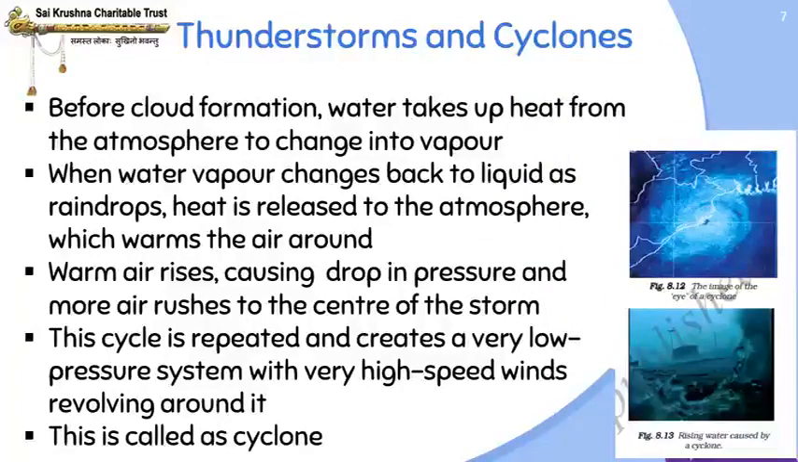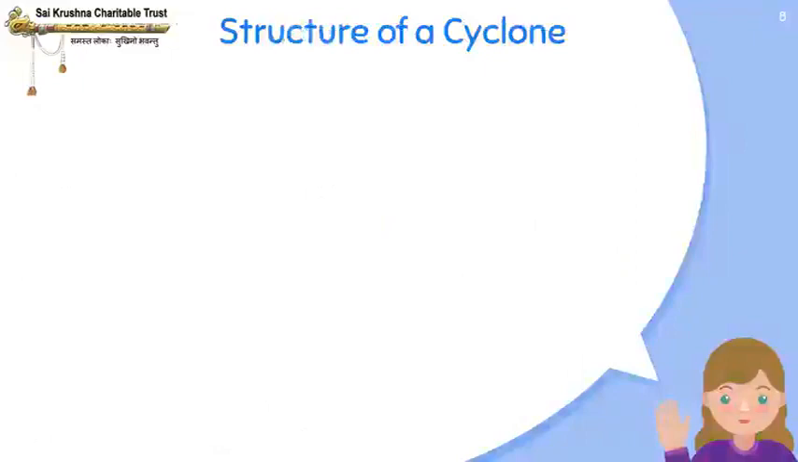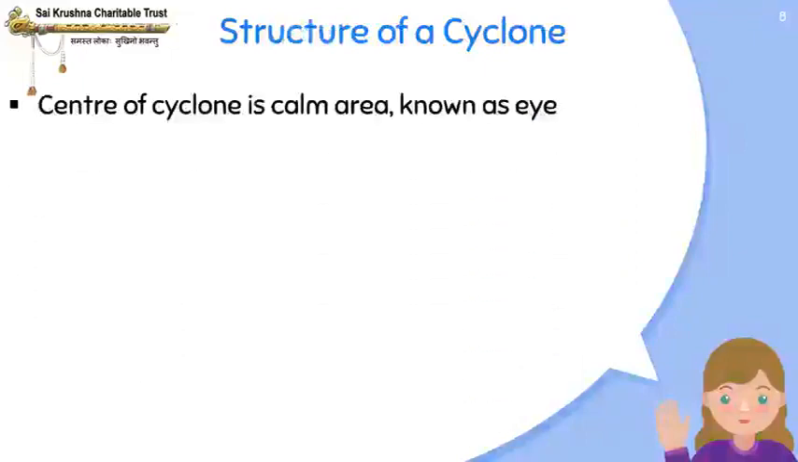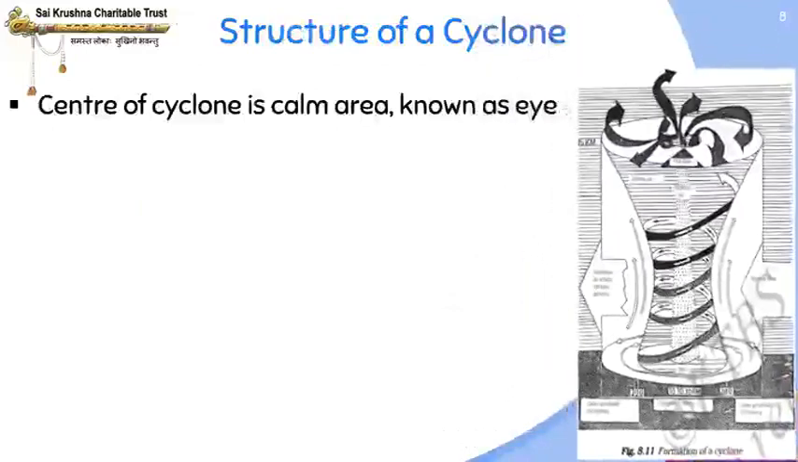So these are a couple of images of the cyclone. On the next slide, we are going to learn about the structure of a cyclone. Structure of a cyclone. The center of the cyclone is the calm area known as the eye. This area is calm and called the eye.